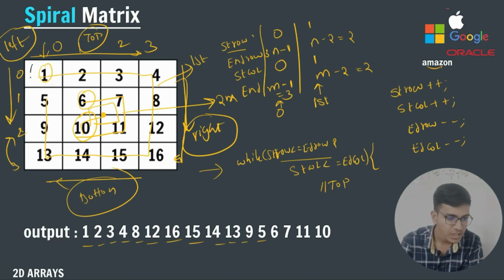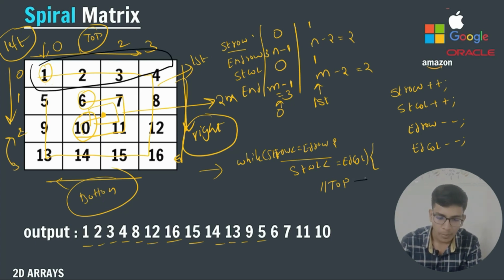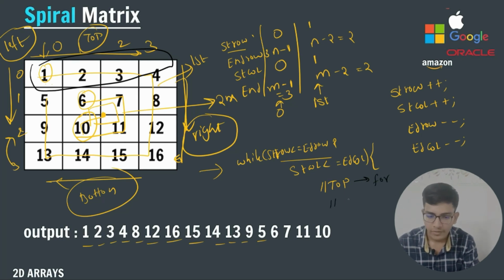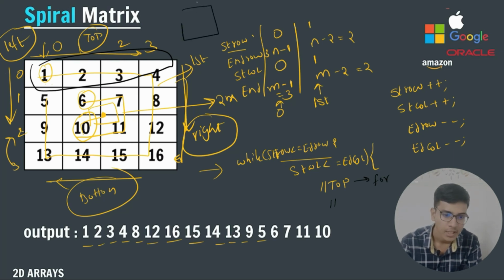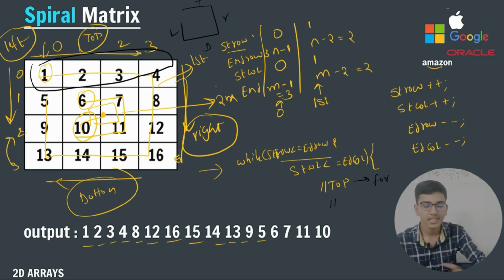Yeah, see, first of all, this is my top, right? So for top I need to create a for loop. For top, a separate for loop, and for right, a separate one, so this is the fashion I am working in, right? So first top, after that right, after that bottom, after that left. So this is the fashion I am following.